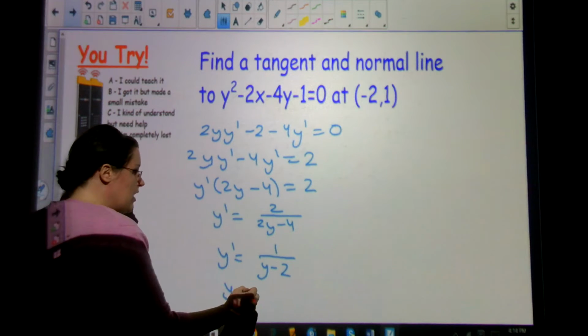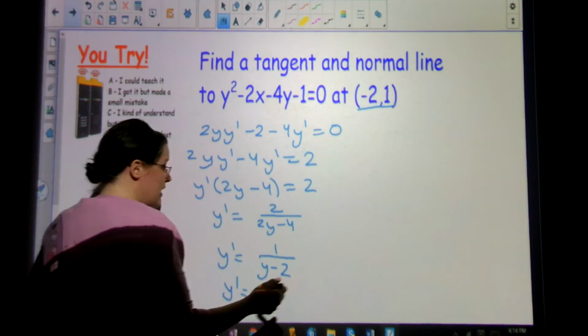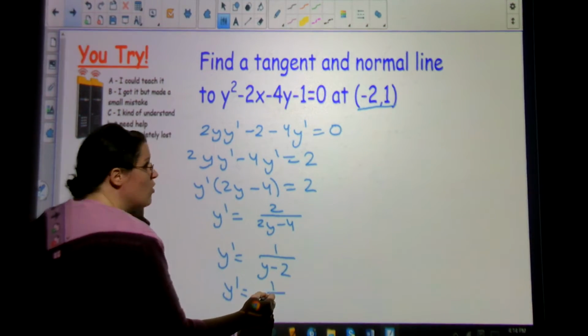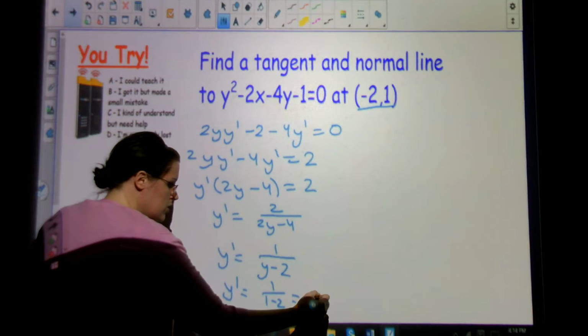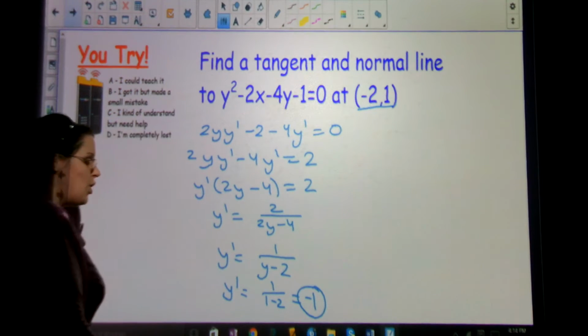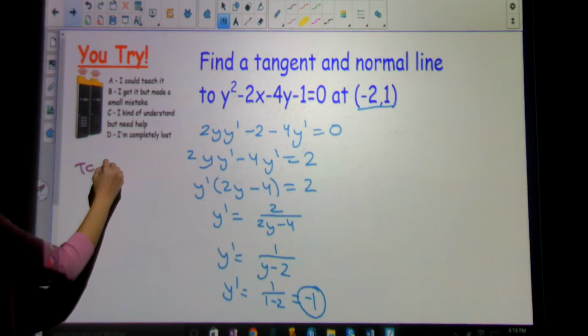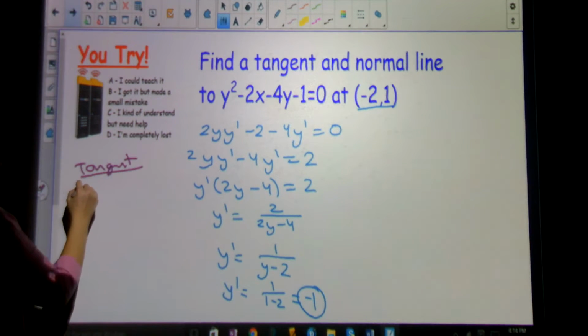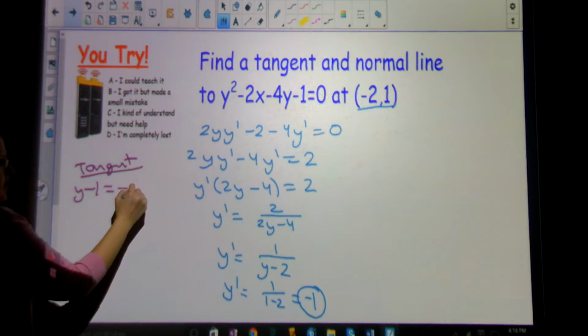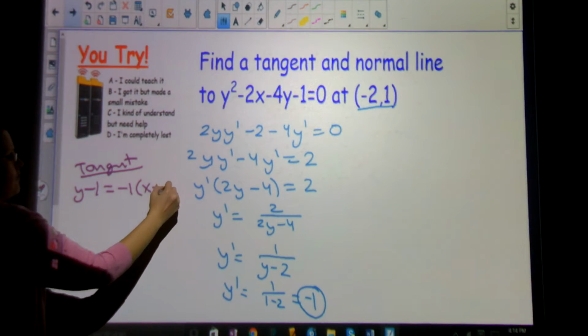So there's my slope. Let's evaluate at the point (-2, 1). So I have 1 over 1 minus 2, which is negative 1. There's my slope. So let's do a tangent line. So I have y minus 1 equals negative 1 times x minus negative 2.